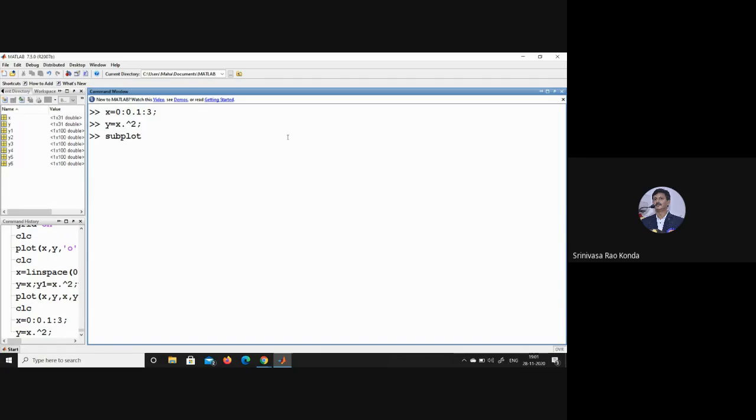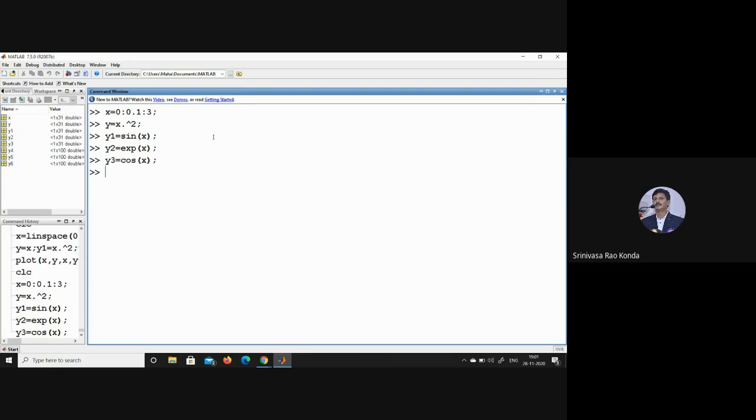Subplot. Otherwise, first you define the variables, that is better. No doubt. 4 plots, 4 y's you define. y1 is equal to sin of x. y2 is equal to exp of x. y3 is equal to some another curve, cos x. Okay.